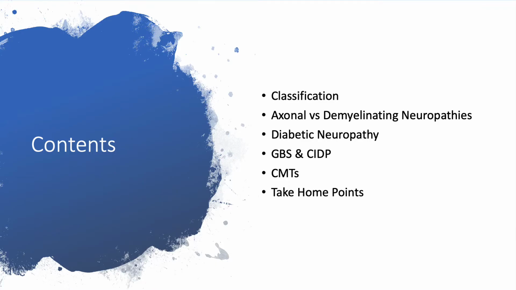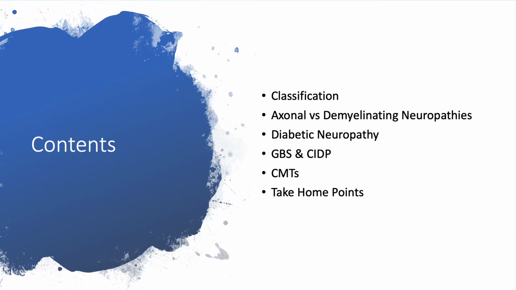Sure, Dr. Singhal. Thank you for introducing me. So this slide shows us what we will be going over today, and we will briefly go over the classification and then differentiate how we can differentiate between axonal and demyelinating neuropathies, and go over few examples of peripheral neuropathy like diabetes, GBS, and also an example of hereditary neuropathy like Charcot-Marie-Tooth.